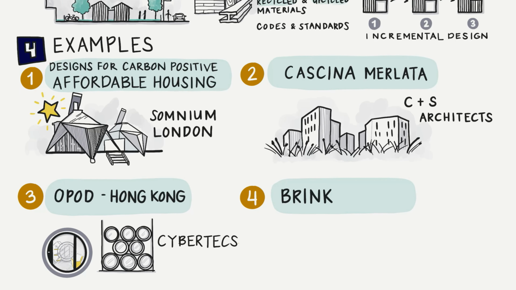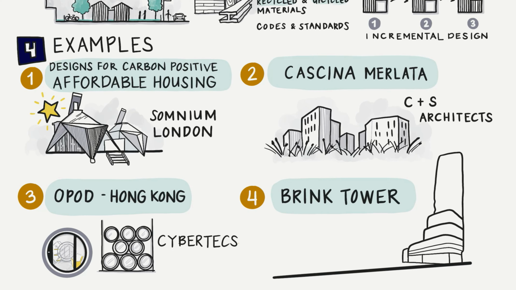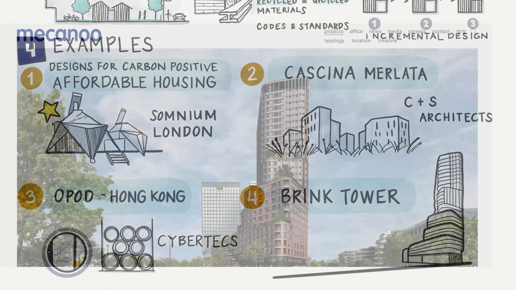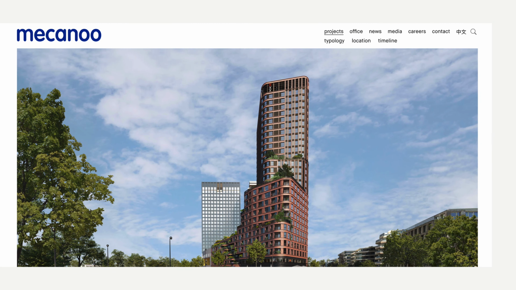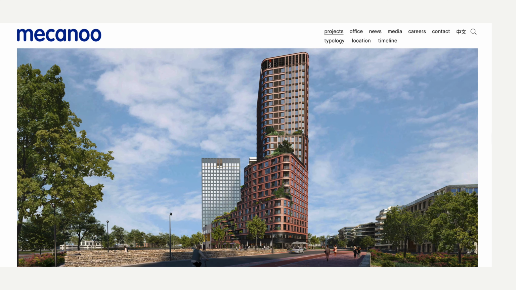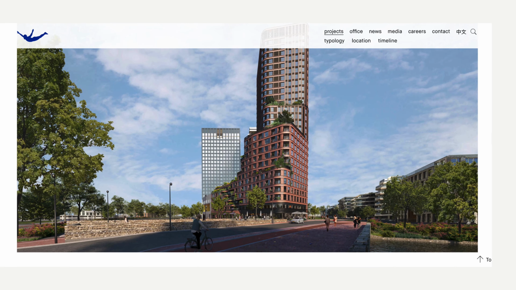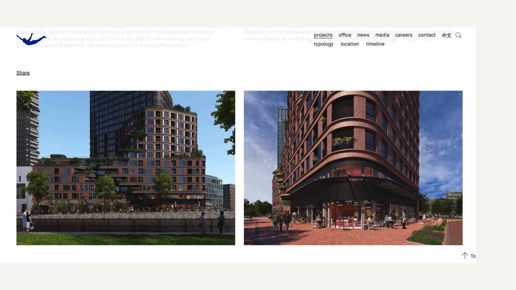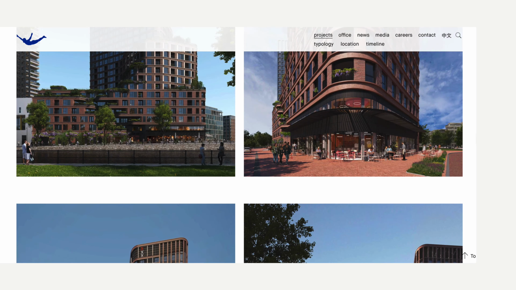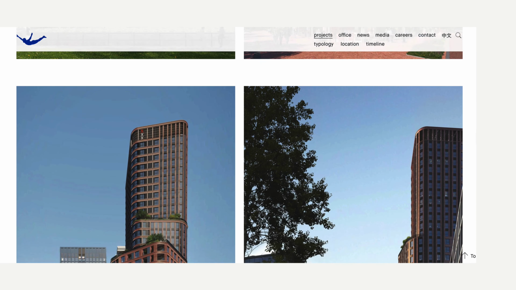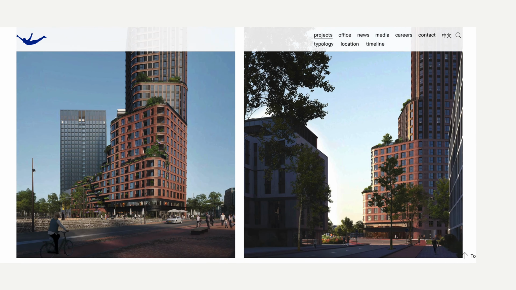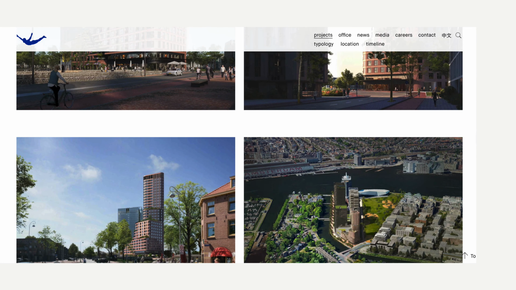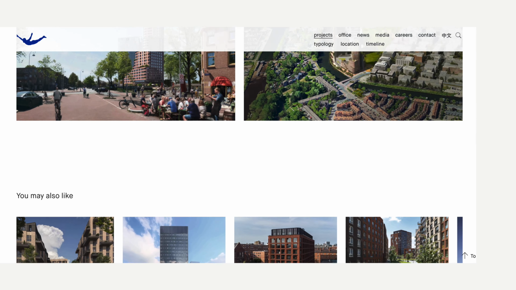Lastly, something more recent, the Brink Tower in Amsterdam, designed by Meccano. The residential tower comprises mixed use with places to live, work and relax in a healthy environment. It is set to create an energy positive, green and inclusive neighbourhood and contribute to the development of Overhoeks in North Amsterdam. The development includes 408 homes, including 266 rental homes in the middle segment, 120 at affordable rent and a residential care facility, combined with a community centre, a communal roof, inner garden, and commercial functions such as co-working, a bowling centre with restaurant, and various smaller retail and catering venues.